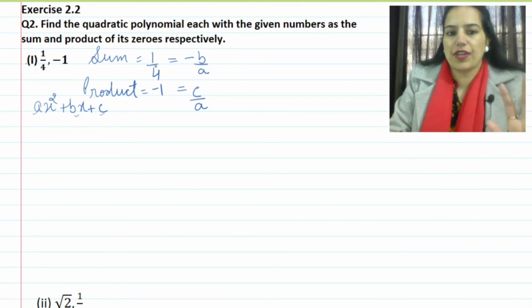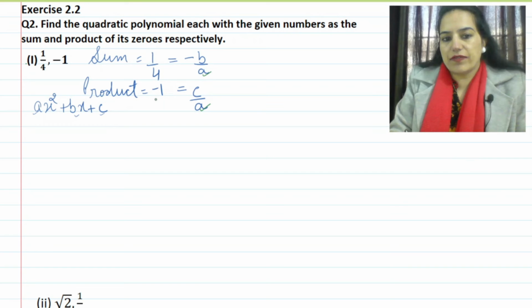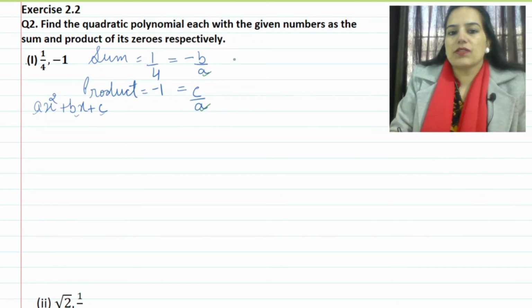We will just put it there. But how do we find those values? Now looking at the two fractions there, you have to be careful here that a and a both are in the denominator. So that means even this product one here has to be manipulated so that the denominator here also becomes 4, right? So I have got here that minus b by a is 1 by 4.